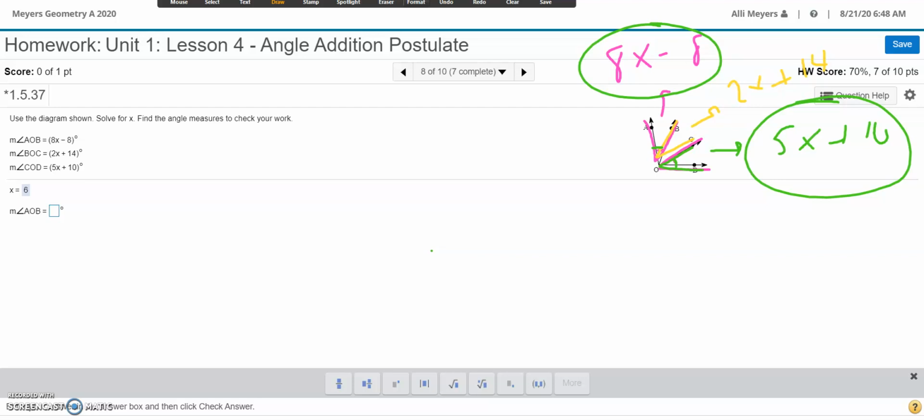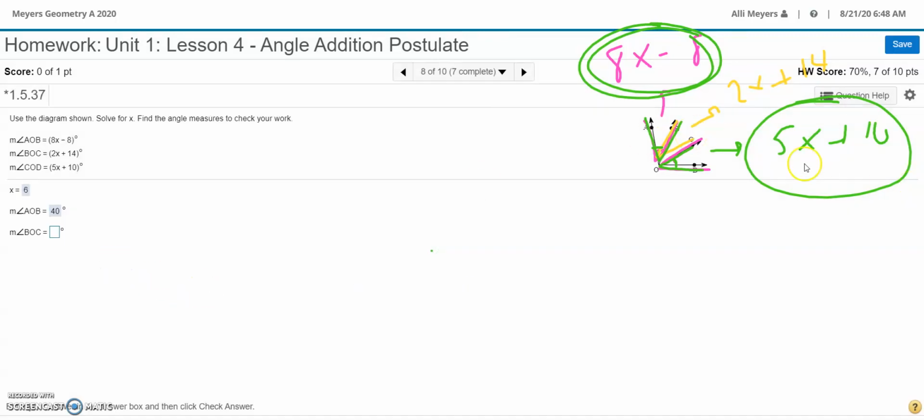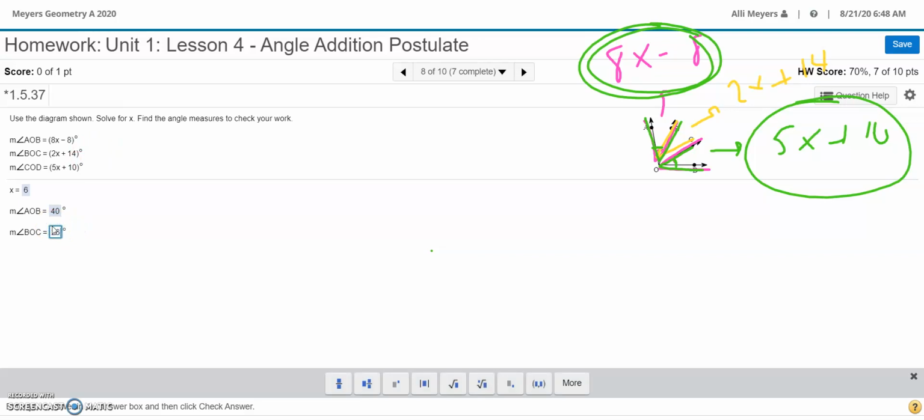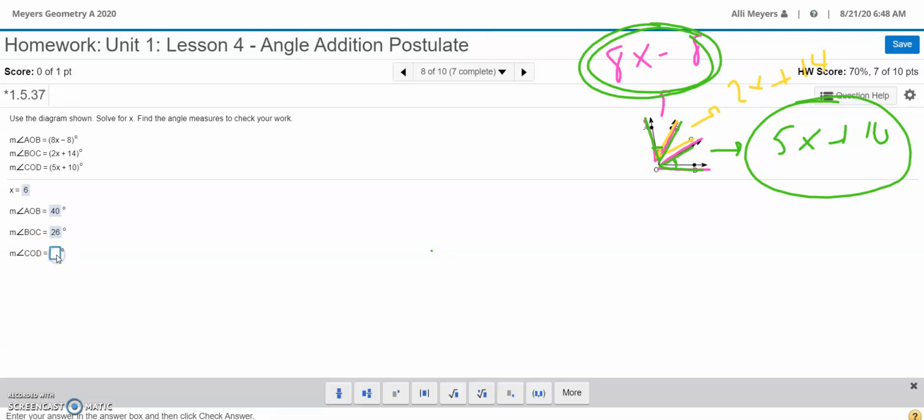So now they want me to say AOB. AOB is 8x minus 8, so I'm just going to do 8 times 6 minus 8, which is 40. And they're probably going to ask me the other ones. BOC was, I can just look here, 2x plus 14. So I'm just plugging in my x value. 2 times 6 plus 14 is 26. And then COD, 5 times 6 plus 10 is 40.